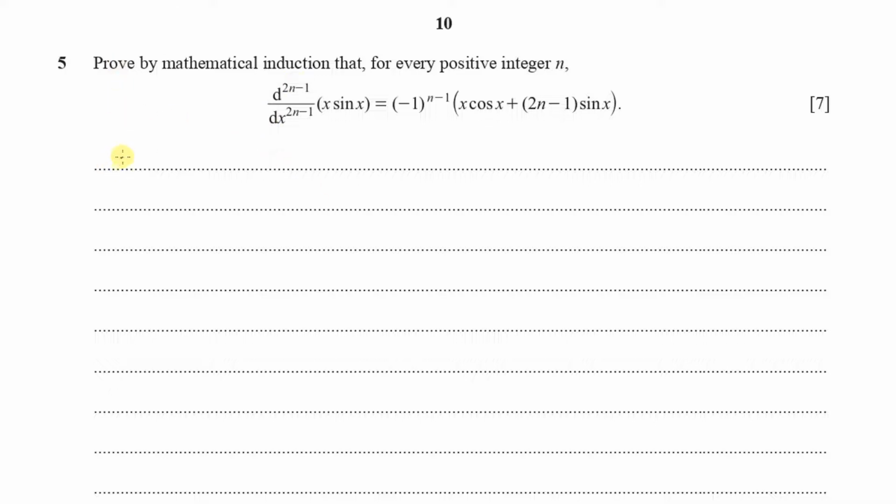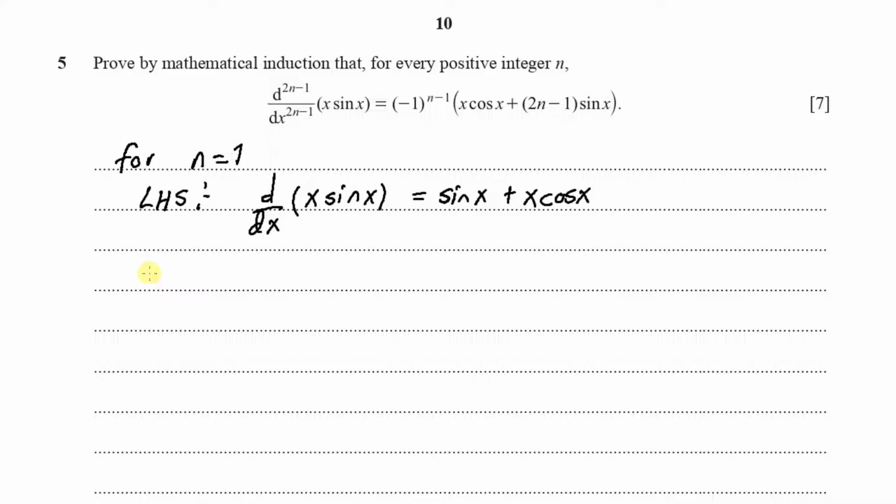So here we're going to start to prove for n is equal to 1. And for n is equal to 1, I'll take the left hand side. For the left hand side, if I substitute 1 into 2n minus 1, that will give me 1. So that will just be d by dx of x sine x. Now differentiating x sine x gives us sine x plus x cos x.